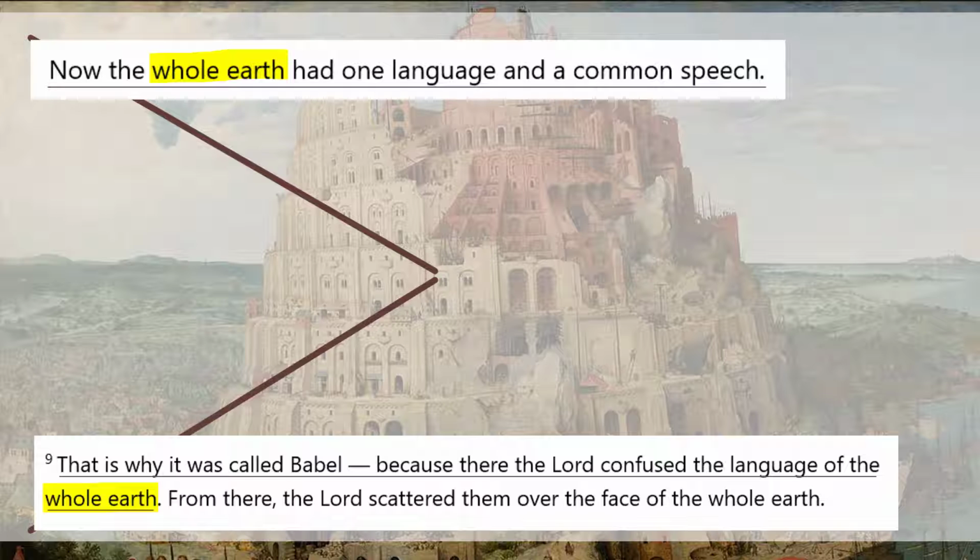Now you can see sentence 1 says the whole earth had one language, but then it inverts at the bottom. The idea of language comes first. So there was confusion in the language on the whole earth. So those two are inverted.